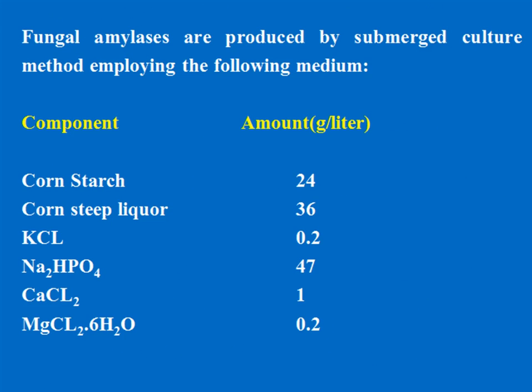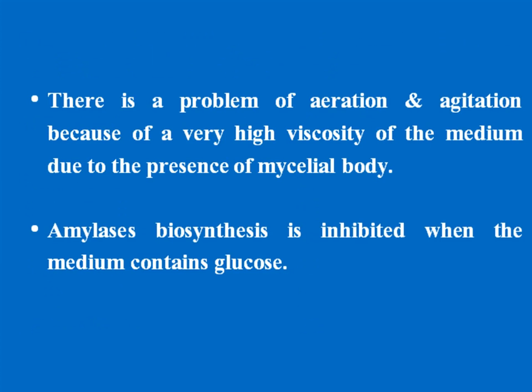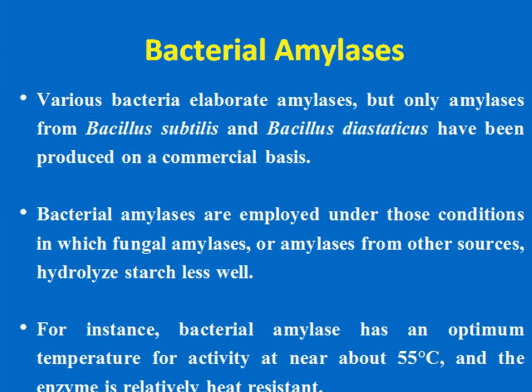Fungal amylases are produced by the submerged culture method employing the following media. Main components of the media include cornstarch, corn steep liquor, potassium chloride, sodium hydrogen phosphate, calcium chloride and magnesium chloride. There is a problem of aeration and agitation because of the very high viscosity of the medium due to the presence of mycelial body. Amylase biosynthesis is inhibited when the medium contains glucose.